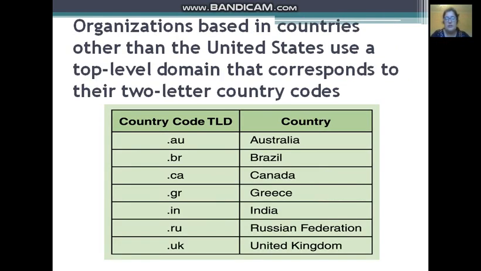And in the second table we have the organizations based in countries. The United States and other countries use a top level domain that corresponds to their two-letter country codes. The first column is the country code TLD, and the second column is the country. .au Australia, .br Brazil, .ca Canada, .gr Greece, .in India, .ru Russian Federation, .uk United Kingdom.